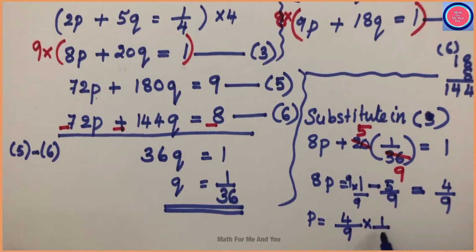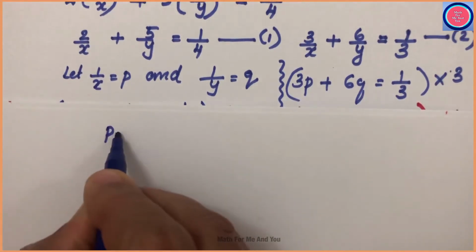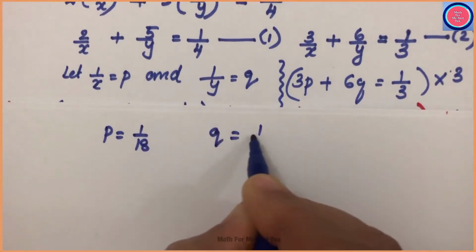That means we can multiply with 1 over 8. 4 and 8 we could cancel. In the denominator side we get 2. P equals 1 over 9 times 2, that is 18. P and Q are ready. What is P? P is 1 over 18. What is Q? 1 over 36.